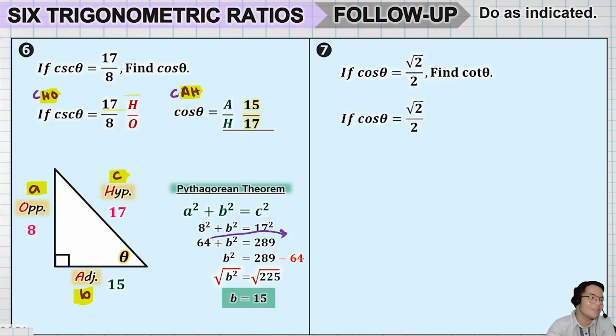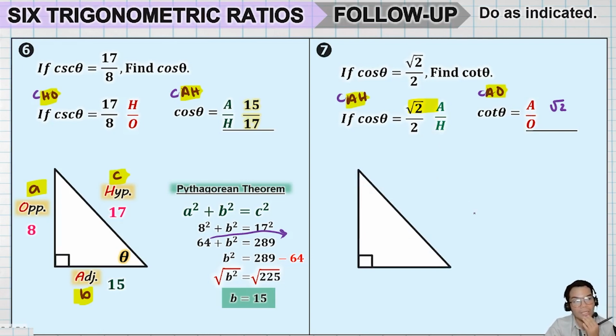Ang alam natin, cosine is CAH. Ano ibig sabihin ng CAH? Adjacent over hypotenuse. So ang adjacent dyan is square root of 2. Ang hypotenuse dyan ay 2. Si cotangent naman, COA yan. Adjacent over opposite. So, pwede natin magamit yung square root of 2 as the value of the adjacent side. Pero yung opposite side, hindi kasi hypotenuse yung nasa cosine eh.